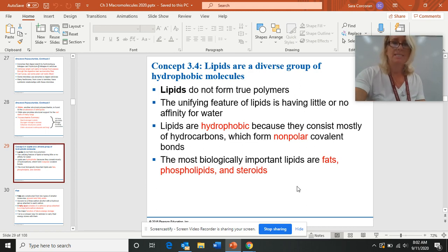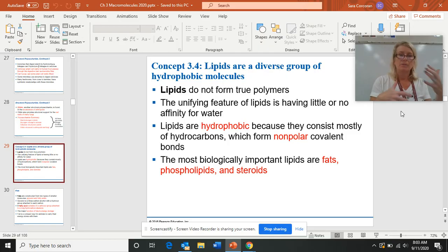Hi, round two. This is section 3.4. We're going to be talking about lipids in this video. So lipids are not really monomers and polymers. They're not really long chains of anything.